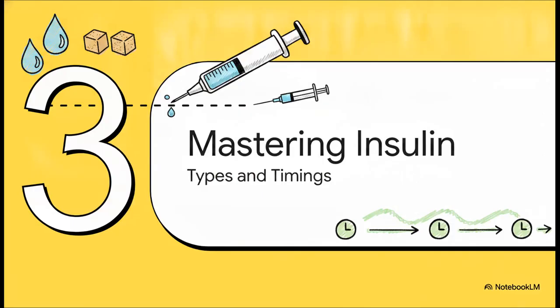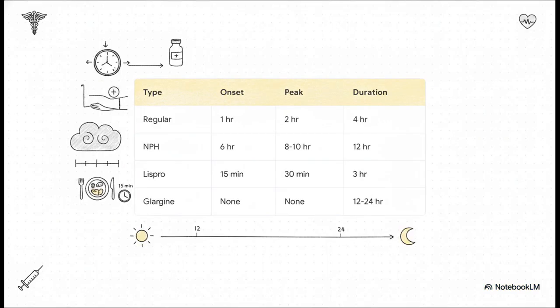Section 3. Mastering insulin types. You need to mentally screenshot this right now. Knowing the onset, peak, and duration of these insulins will absolutely save your patients, and yeah, it will definitely save your exam score. Look at regular insulin. It kicks in at 1 hour, peaks at 2, and lasts for 4.